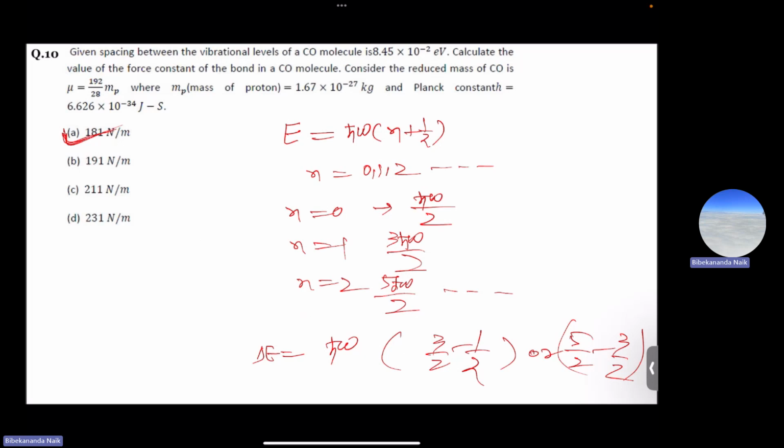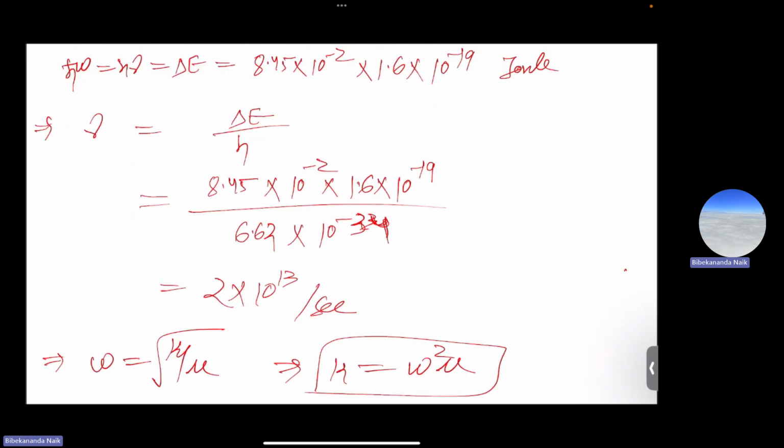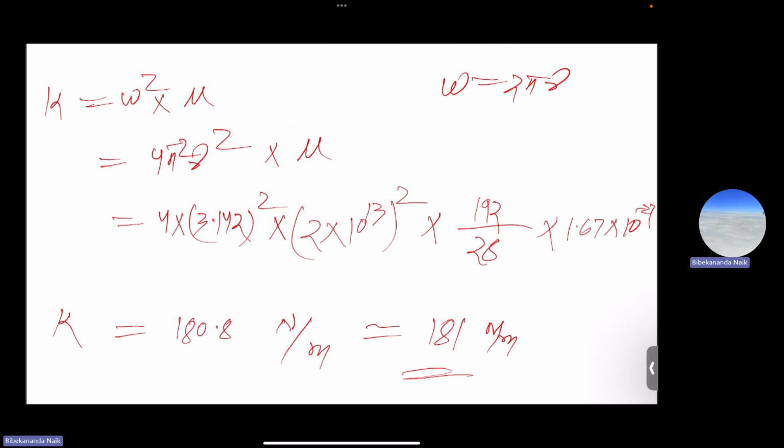If you put these values and calculate, you reach a point where the value of nu is known and the value of mu is also given. So when you calculate the value of k, k will be omega square mu, and if you put the values, k is 181 Newton per meter.